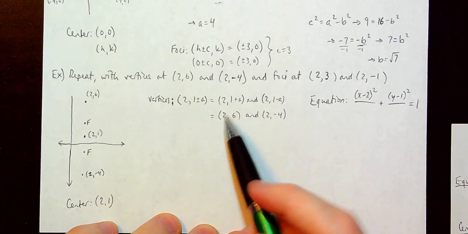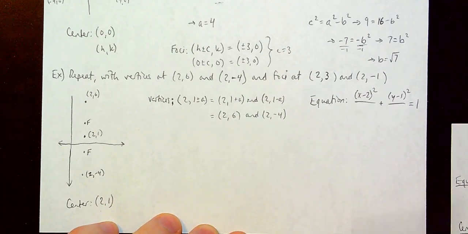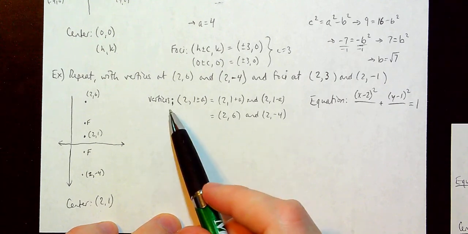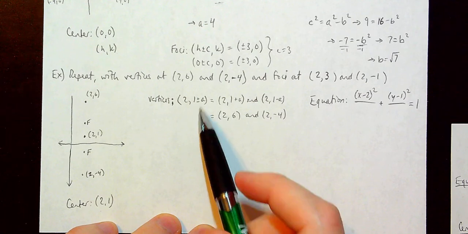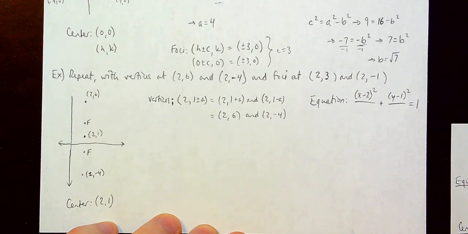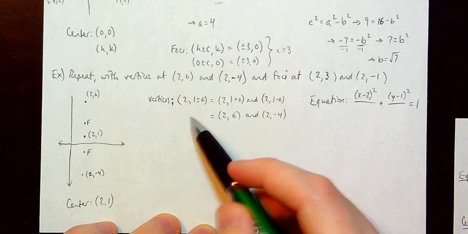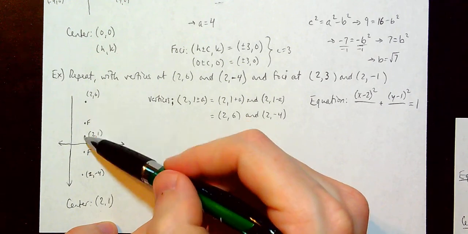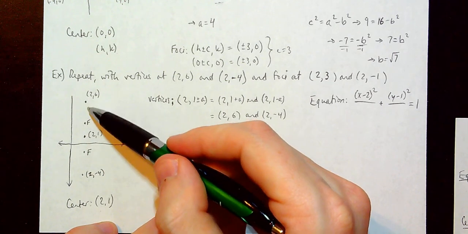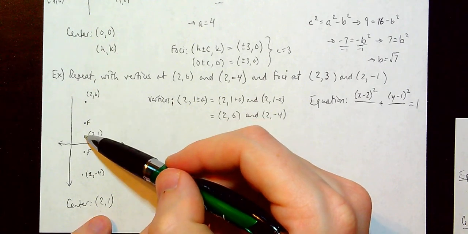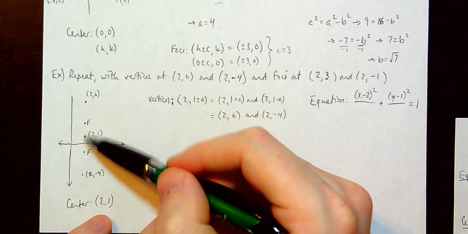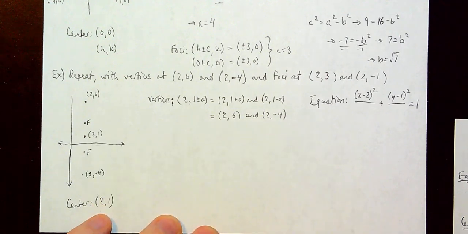Really, all that we are saying here with this general formula for the vertices is how far off are we from the center with each of our vertices. And since the major axis is vertical, we're going to vary from the center by some quantity in the y coordinate. So how far are we going up from the center to hit this vertex or down from the center to hit this vertex? That's really all that's happening here.